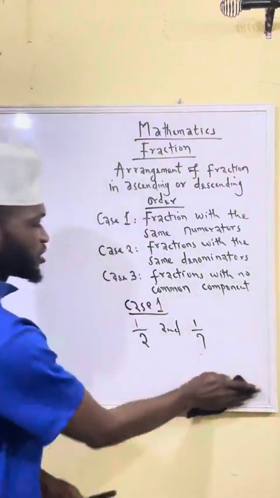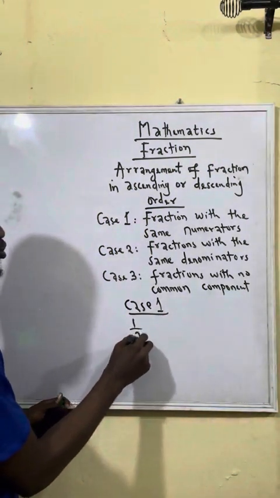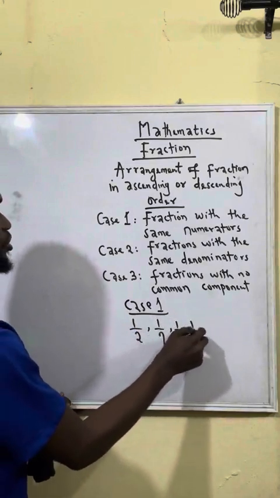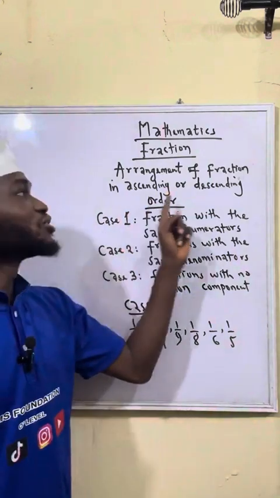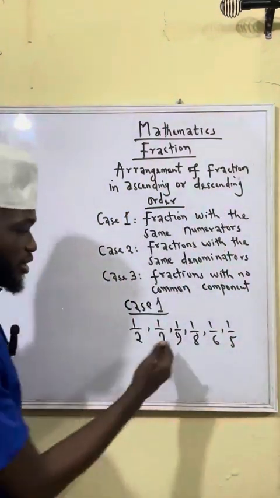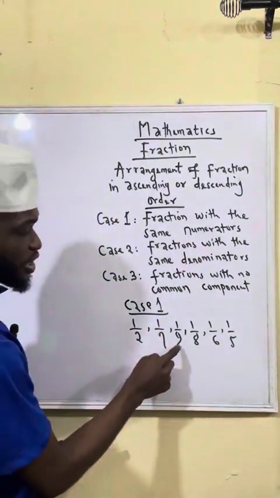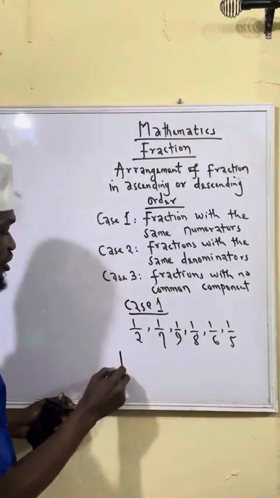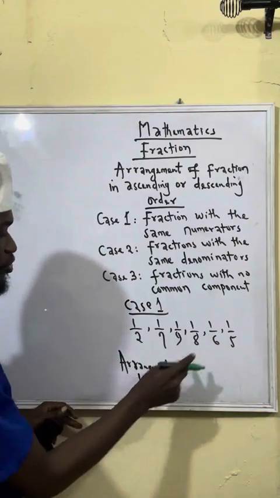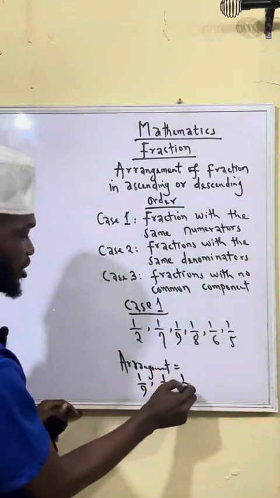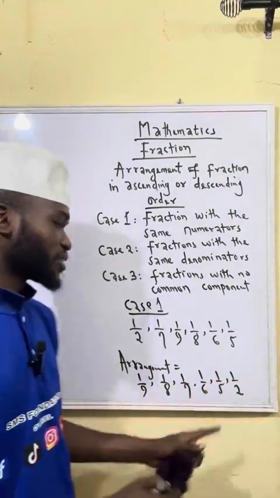But this involves only 2 fractions. What if we have more than 2 fractions, like 1 over 2, 1 over 7, 1 over 9, 1 over 8, 1 over 6, 1 over 5, and we are asked to arrange these in ascending order, that is from the smallest to the biggest? This is very easy to do. You go for the fraction with the biggest denominator. That will be the smallest. The fraction with the biggest denominator is 1 over 9. So the arrangement will be: 1 over 9, followed by 1 over 8, followed by 1 over 7, followed by 1 over 6, next 1 over 5, next 1 over 2. So 1 over 2 is the biggest fraction here.